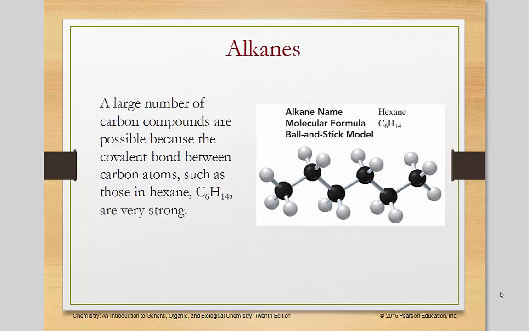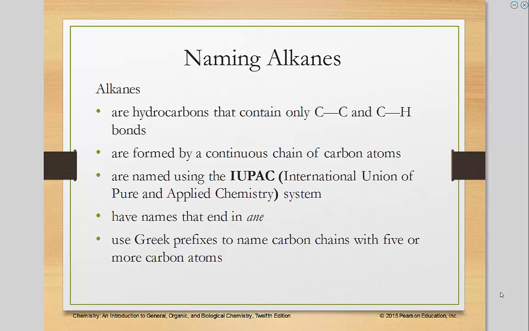In this tutorial, we will be discussing alkanes. Alkanes are hydrocarbons, which, remember, are just hydrogen and carbon. They contain only carbon-carbon single bonds and carbon-hydrogen bonds. They are formed by a continuous chain of carbon atoms. And you're going to have to try to find the longest of those chains in a row, the longest amount of carbons bonded to each other, to determine what the name is.